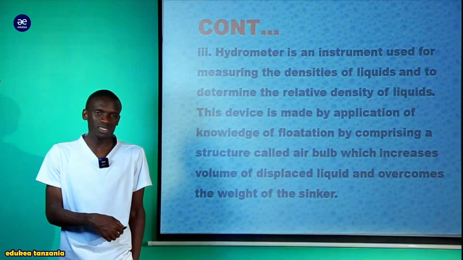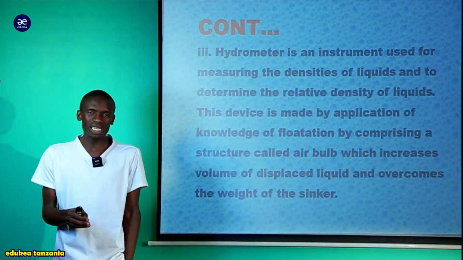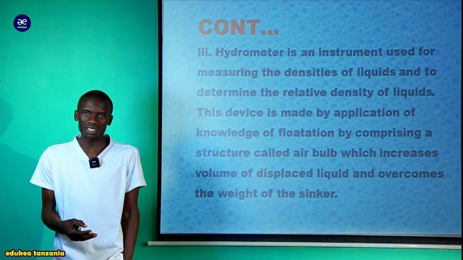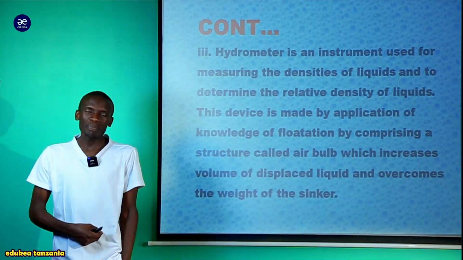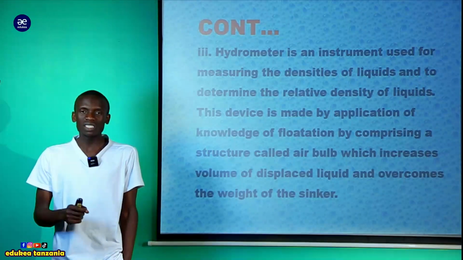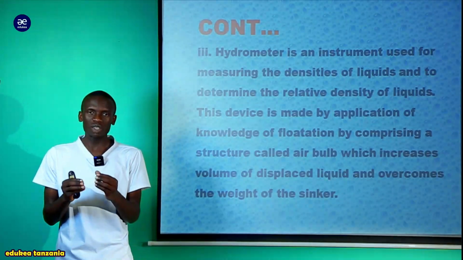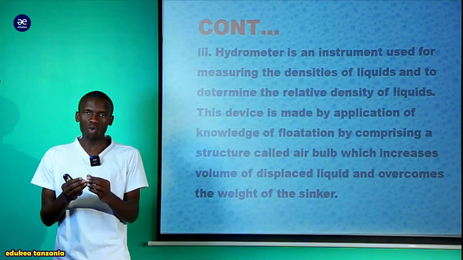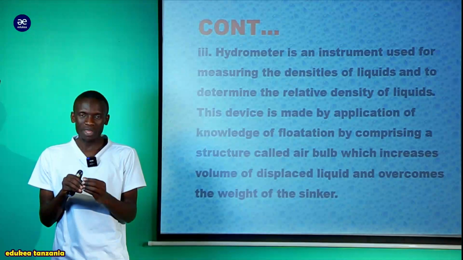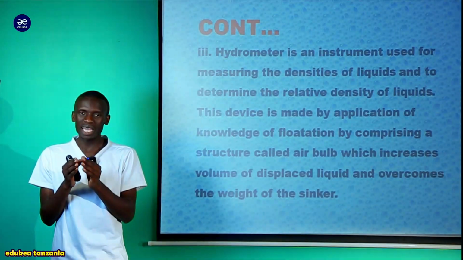weight of a sinker. Hydrometer ni kifaa ambacho kinatumika kupima density ya liquid au kudetermine pia relative density ya liquids. Hii hydrometer imetengenezwa kwa structure ambayo ina structure moja inaitwa sinker. Ile sinker imecontain lead shots au mercury. Kumbuka vile vina uzito, kwa hiyo vinazama. Sasa ili kuifanya ile sinker isizame, juu yake kumetengenezewa na air bulb. Kuna air bulb maana ime contain air.